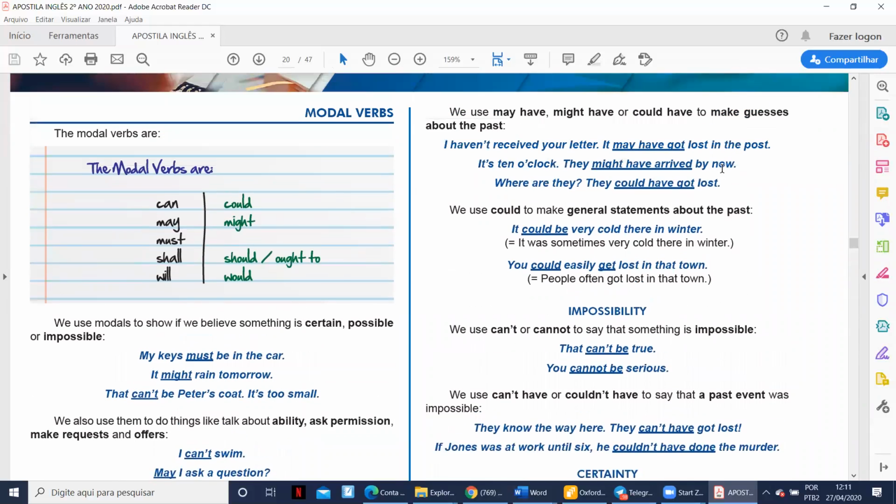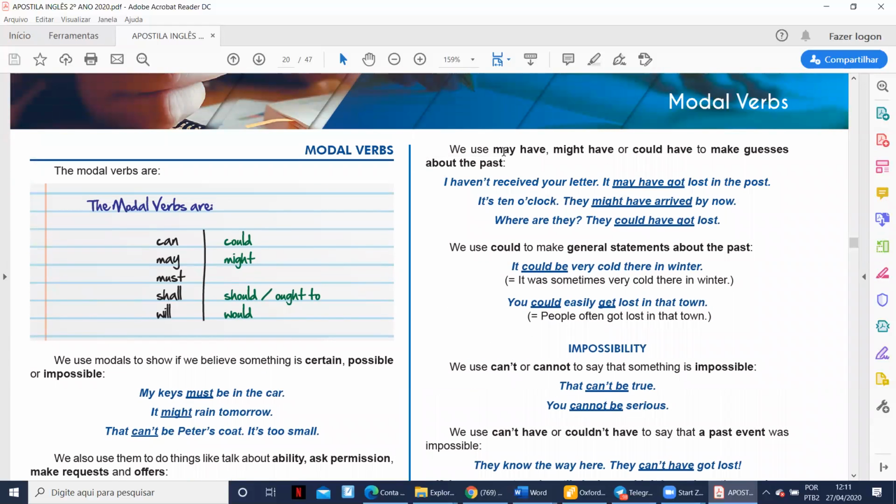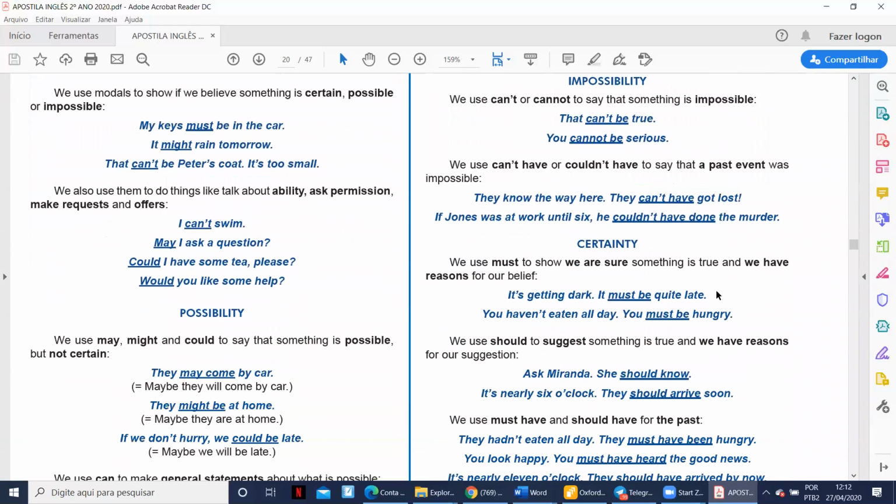Okay? So pay attention to using may have and might have with a past idea. Something you don't know, something that is possible, or better, that was possible because it's past. And the general statements, in this case, we only change can with could. So we don't use have, okay? It could be very cold there.